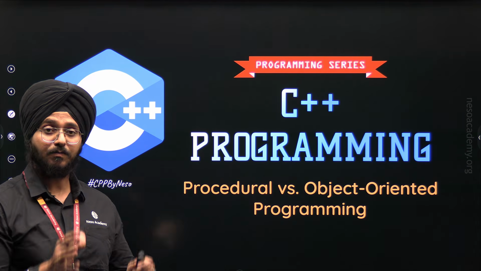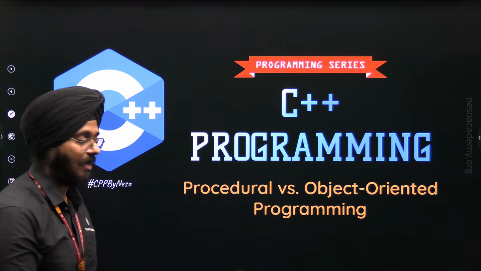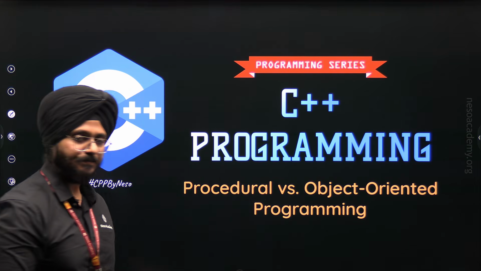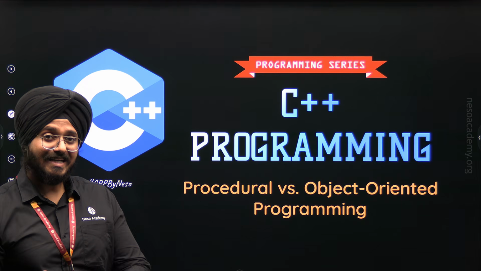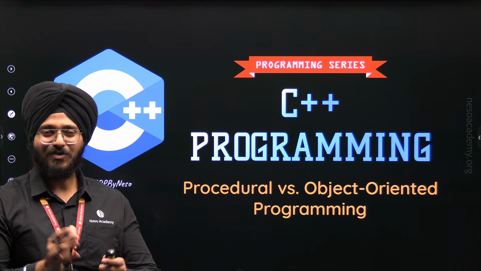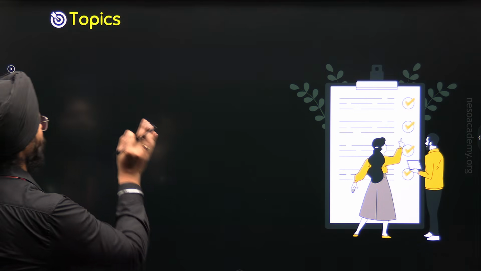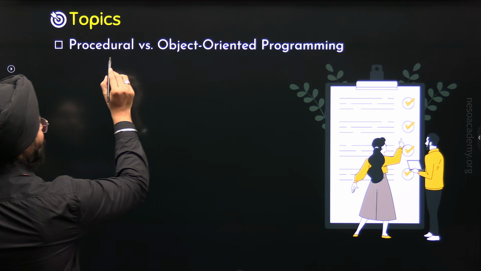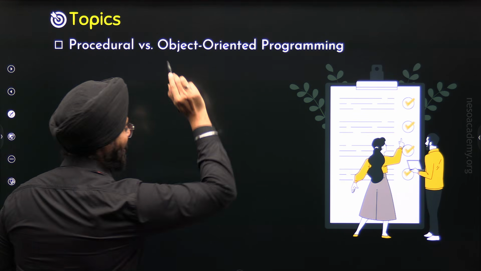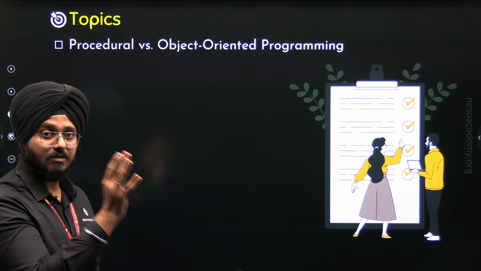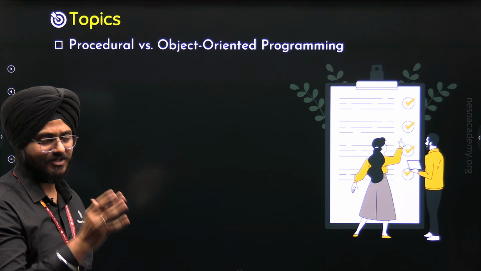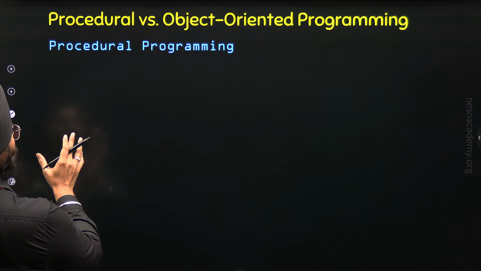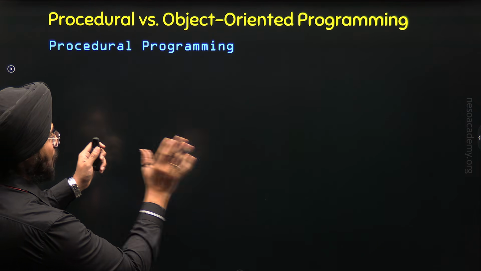In this lecture, we will properly understand the difference between procedural programming and object-oriented programming. So, let's get started with this lecture and let's see what are the topics. There is only one topic in this lecture, and the name of the topic is Procedural versus Object-Oriented Programming. So, we will properly understand the difference between the two. Let's dive in and let's understand the difference. We have procedural programming and object-oriented programming.